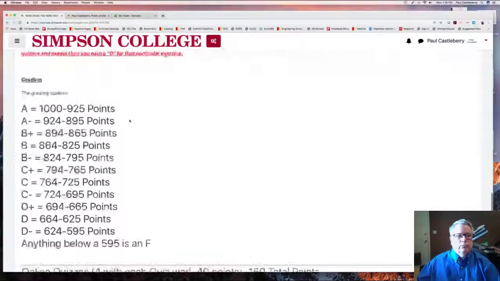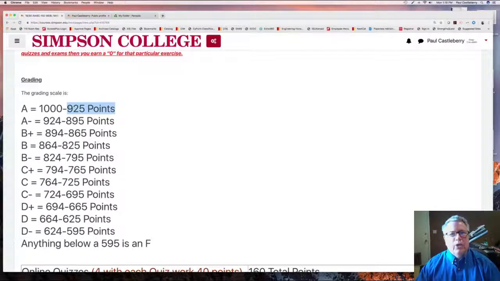Grading scale. It's about accumulating points. In this course, if you accumulate at least 925 points, you will have earned an A in this course. Now, I say this every semester. My goal, I would love to have a class that everyone in the course has earned an A. So far, that hasn't happened.